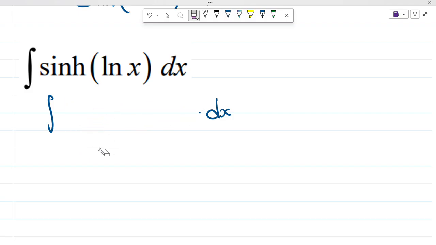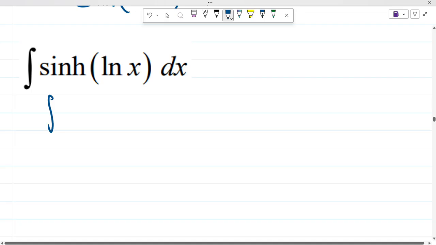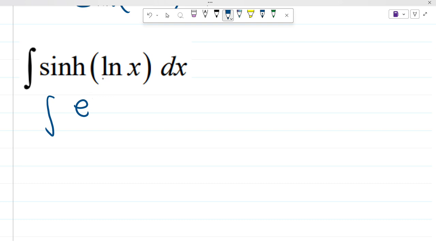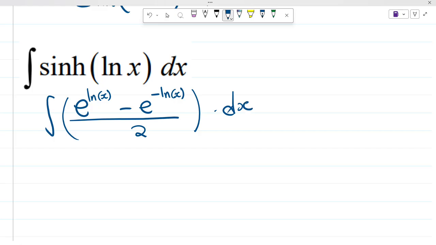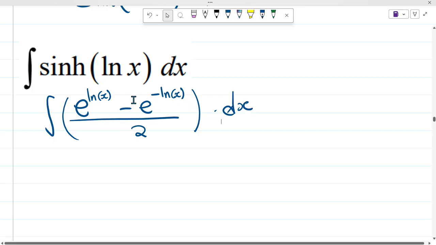So yeah, I'm just going to erase this. You need to remember the definitions of hyperbolic functions, you understand? So the definitions of hyperbolic functions are as follows. The one for sine is that one. It says that it's e to the power of the argument that we have, so it's going to be e to the power ln of x, minus for sine, right? So it's going to be e to the power ln x minus e to the power negative that argument, divided by 2, then dx, you understand? So now we can see that I can differentiate this.